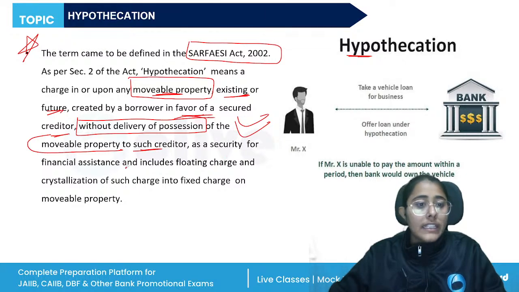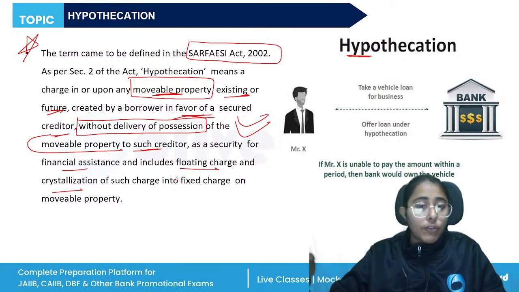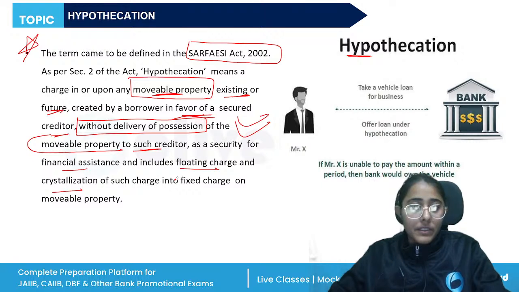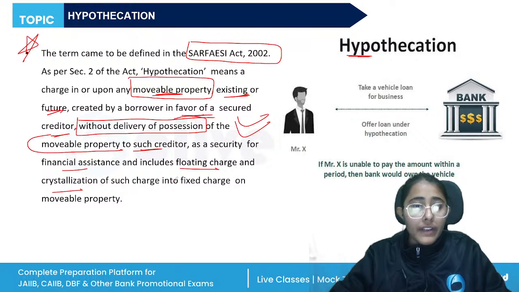As a security for creating the financial assistance, it includes floating charge and crystallization. The difference between fixed charge and floating charge, and what is the effect of crystallization, or the floating charge changing into a fixed charge, we will be seeing in the next chapter, where we study the registration and non-registration of charges. All right. So what is happening under hypothecation?